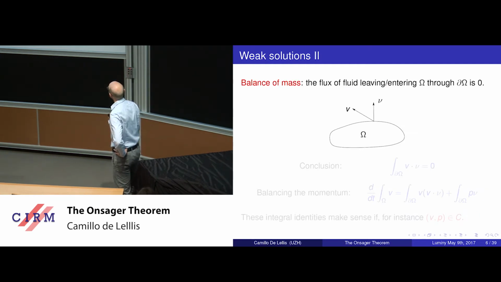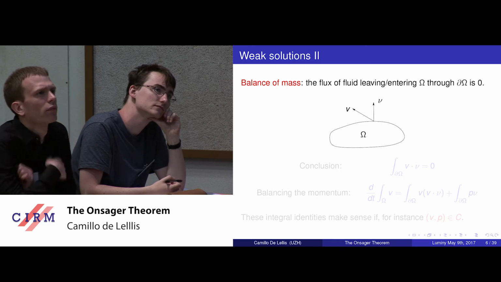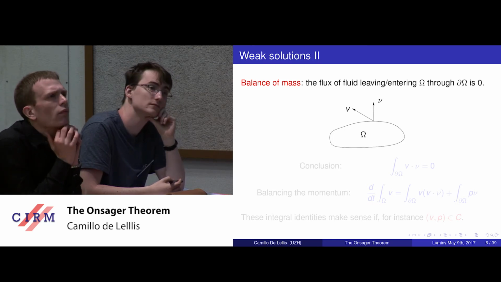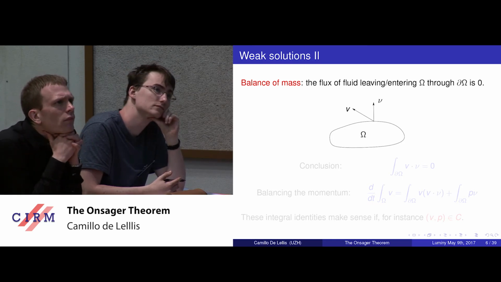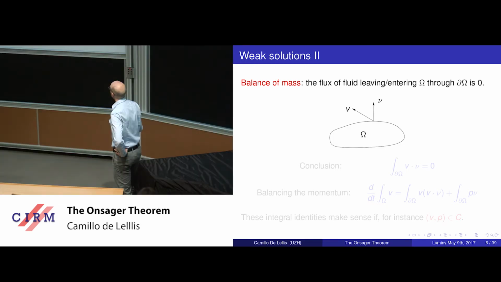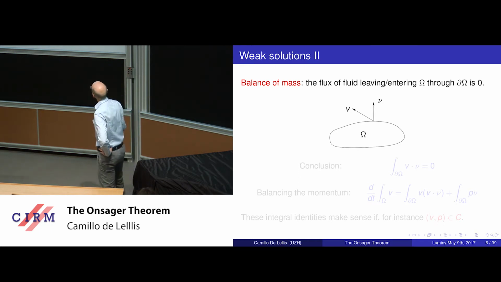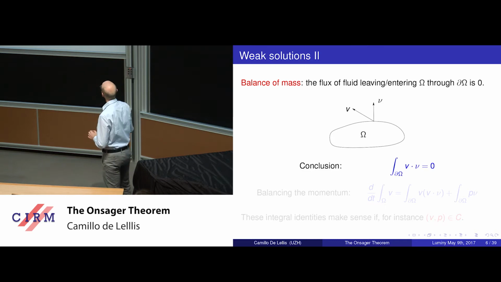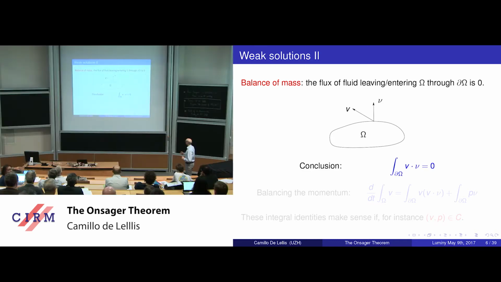So here is the fluid element. And here is the normal to the fluid, I mean to the boundary of the fluid element. Of course, the balance of mass is telling you that the amount of fluid that you have inside omega is constant. So if this is constant, it means the amount of particles which are leaving and entering the interface have to be the same. So this is just equal to the fact that the boundary integral of v dot nu is equal to 0. The flux of the fluid is equal to 0.